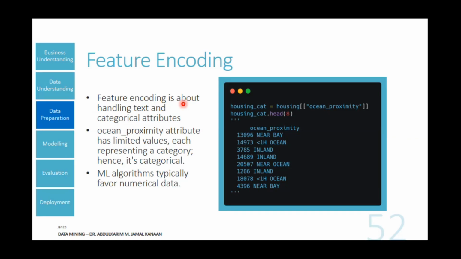How about if we have ocean proximity? We already knew we have one column inside the data set which is text, like near ocean, near bay, less than 1 hour away from the ocean, and so on. Then we need to find a way to map between this text and some numeric value. This process we call feature encoding, where you provide a code number to every unique text value you have inside your data set. Okay, clear what is feature encoding? It's about handling text and categorical attributes by assigning numeric values to them. How we do it, we're going to discuss.